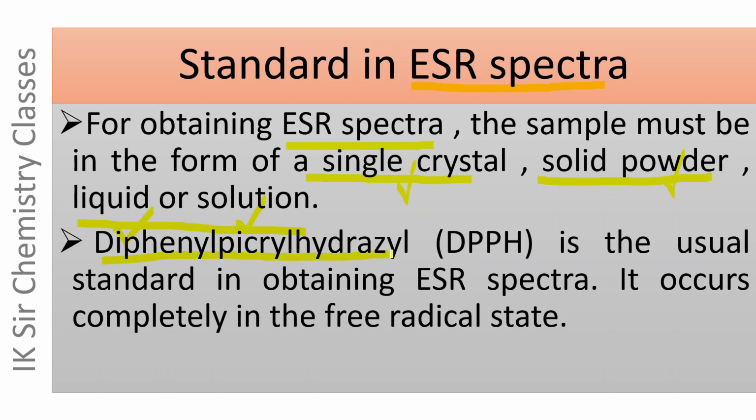Diphenyl picryl hydrazine, abbreviated as DPPH, is generally used as a standard in obtaining ESR spectra. It means diphenyl picryl hydrazine is the standard, the reference for plotting ESR spectra. And this compound occurs completely in the form of free radical.